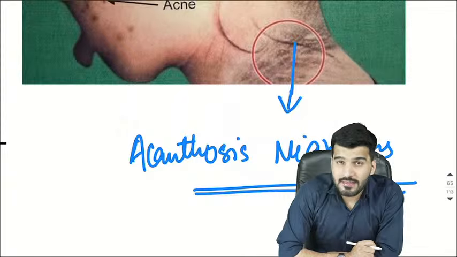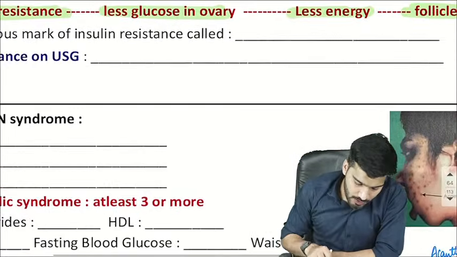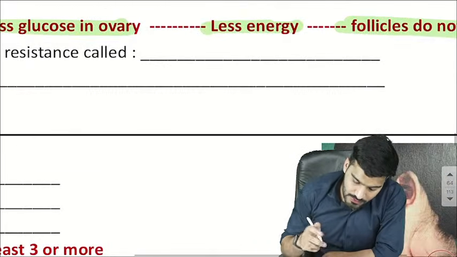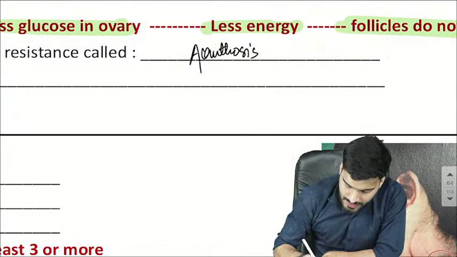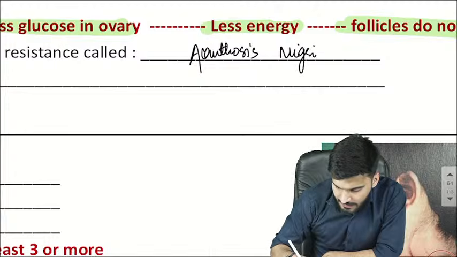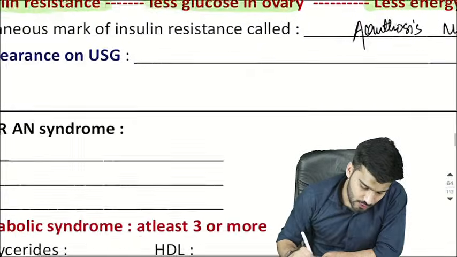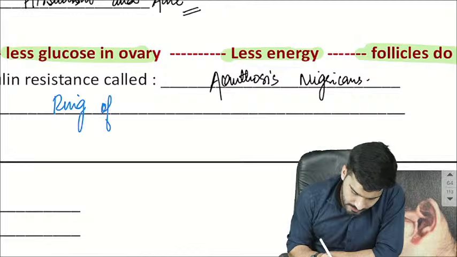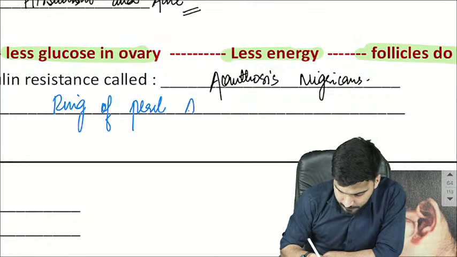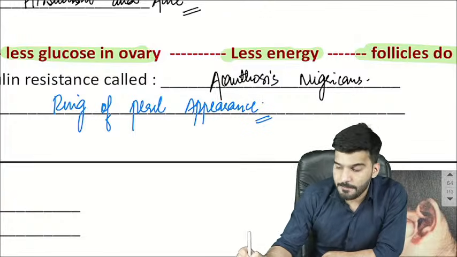And the cancers that are associated with this are small cell carcinoma and gastric carcinoma. Okay, now the cutaneous marks of the insulin resistance, what exactly is this? Acanthosis nigricans. We have this black velvety skin over the nape of neck, that is going to be AN. Now next to that, for UFG, we have ring of pearl appearance.